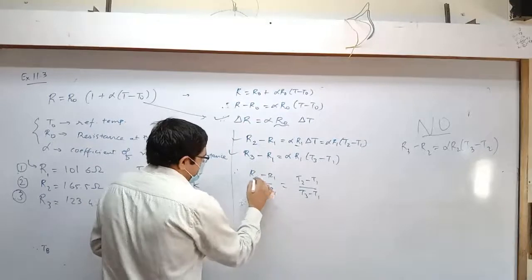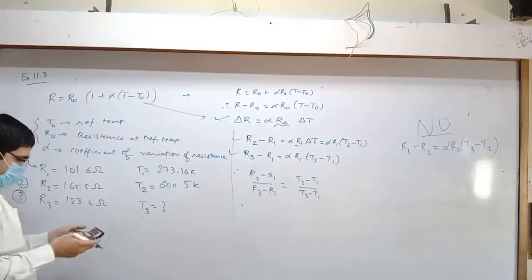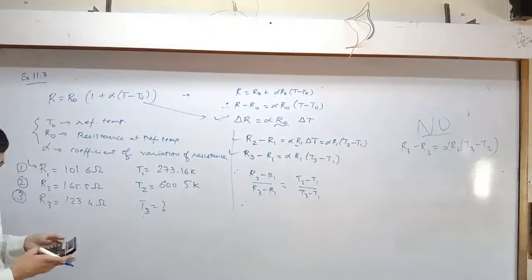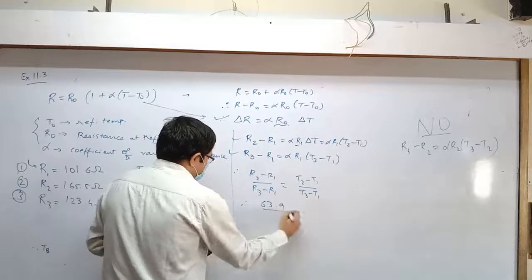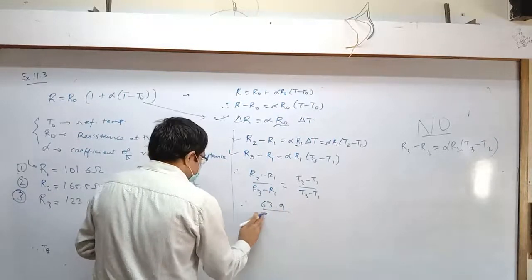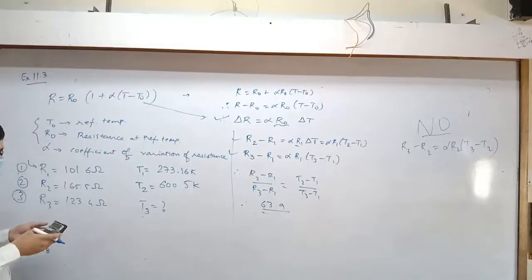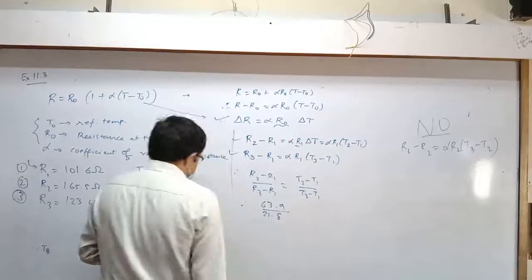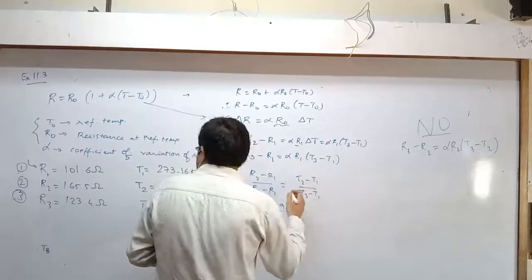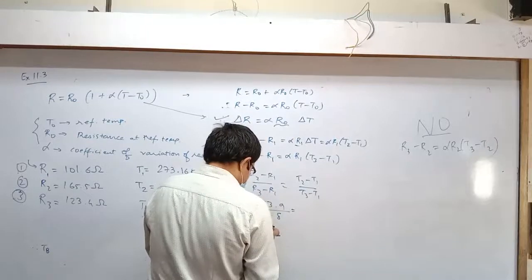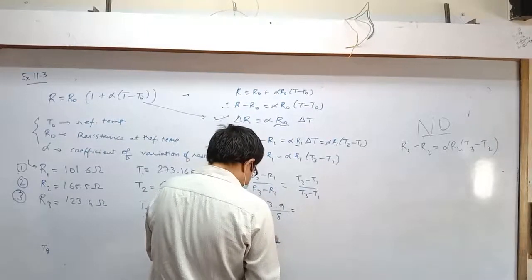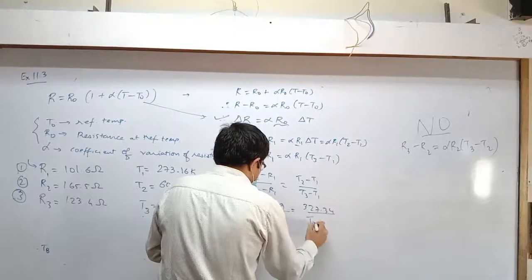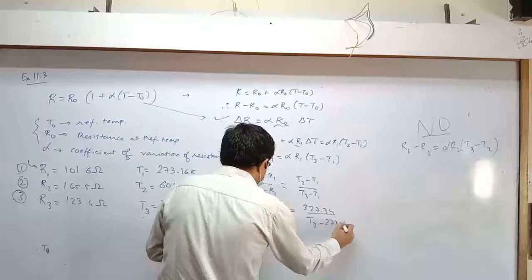We have R2 minus R1, so you just subtract these two. 165.5 minus 101.6 is 63.9, divided by R3 minus R1, which is 21.8, equal to T2 minus T1, the difference of temperature over there. 300.5 minus 273.16 is 327.3, and here we have T3 minus 273.16.